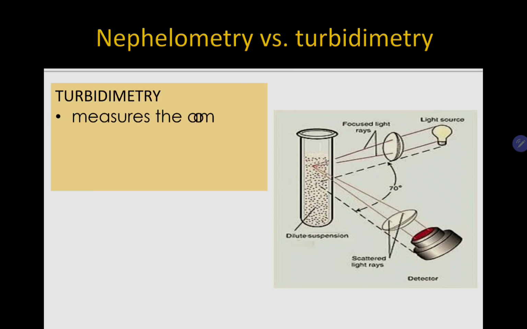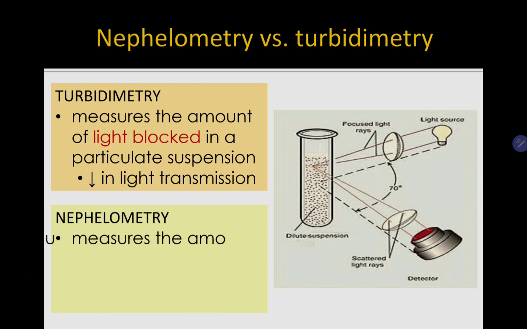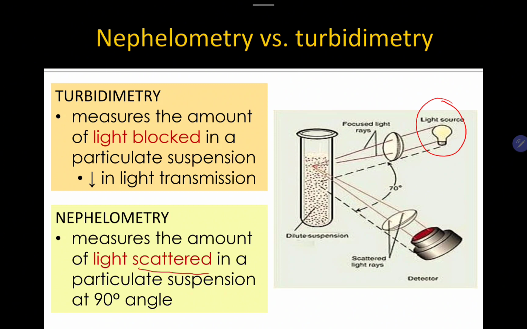When we say turbidimetry, it measures the amount of light blocked in a particulate suspension, no? The decrease in light transmission. You have the nephelometry, which measures the amount of light scattered in a particulate suspension at a 90 degrees angle. So here, pag sinabi mong turbidimetry guys, no, ginadetect niyo yung amount of light na gi-block in a particulate suspension. So there will be a decrease in light transmission. So if you have a light source here, no, pag sinabi niyong turbidimetry, kung 100 yung light source ninyo guys, titignan kung ilan yung ilaw na block ng inyong suspension.